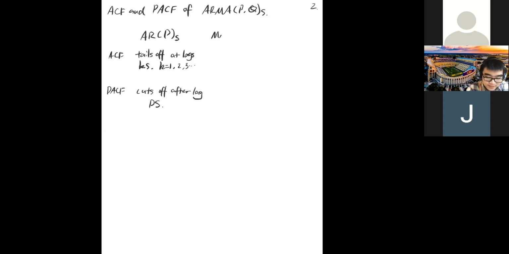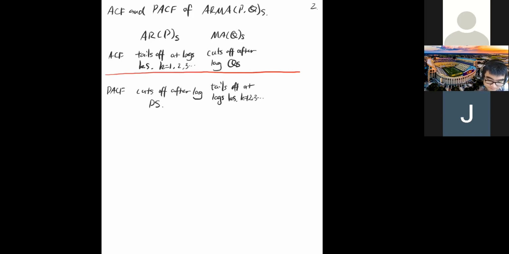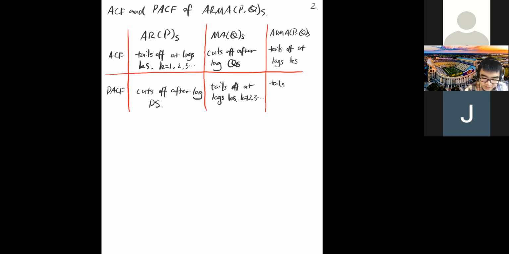For an MA(Q)S model, the ACF cuts off after lag QS, and in contrast, the PACF tails off at lags KS, where K is equal to 1, 2, 3, etc. And for an ARMA(P,Q)S model, the ACF tails off at lags KS, and similarly, the PACF also tails off at lags KS.